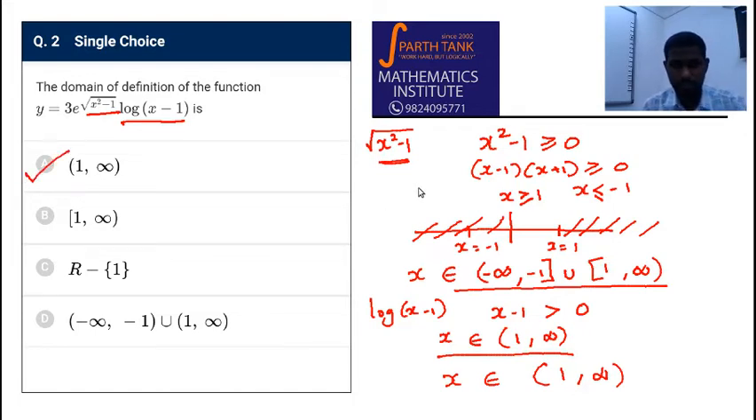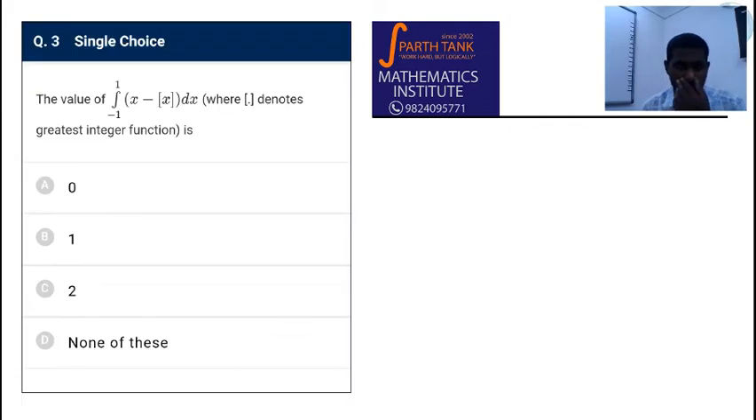A very direct question indeed. Moving on to question number 3. It is a definite integral based on the greatest integer function. The value of the integral from minus 1 to 1 of x minus greatest integer function x dx is. Okay. Now you can do this directly or by remembering how the integral of box function looks like also. Okay, first of all let us try it directly.